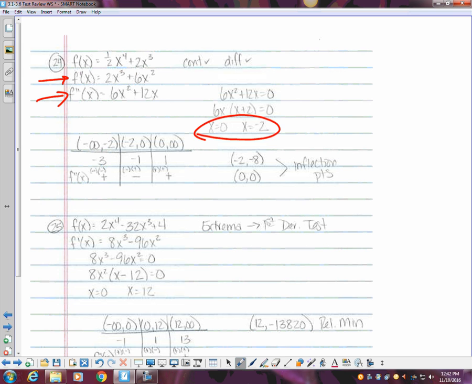Get my 2 critical values, throw it into my chart, pick my test values. When I'm finding these, I'm not going here. I'm going here because I think it's easier to find my signs and draw my conclusions. I know that I'm going to have an inflection point at negative 2 and one at 0. This is increasing and then decreasing. So I know that's a max, and I know that one's going to be a min. And then to get the y values, I just plug it back into the original function.